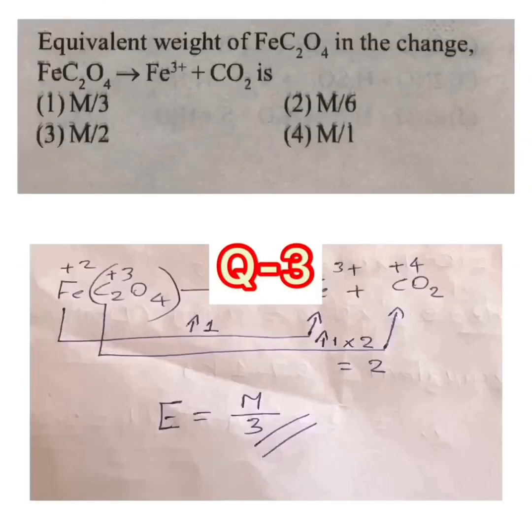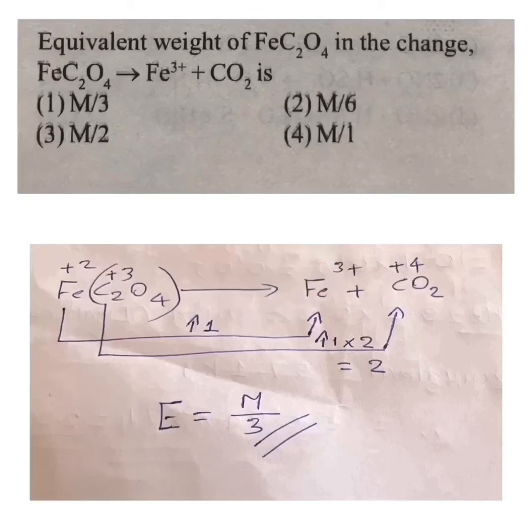Option D. In this question, the oxidation number of Fe increases from +2 to +3. So the change is +1. And the oxidation number of carbon increases from +3 to +4, an increase by 1. But there are 2 carbon, so multiplying by 2, the increase is 2. So the total change is 3. So equivalent mass equals molar mass by 3. Option 1.